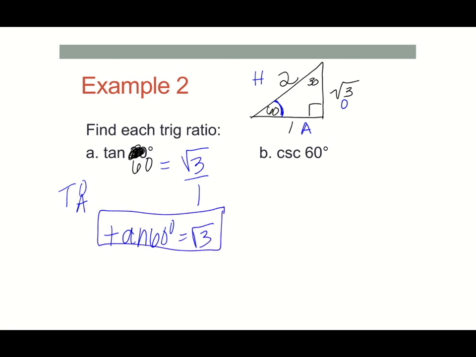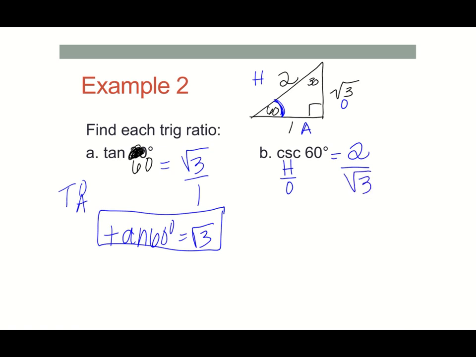Cosecant of 60. So cosecant goes with sine. It's the opposite of sine. So if sine is opposite over hypotenuse, cosecant is going to be hypotenuse over opposite. So I'm still looking at 60 degrees here. So 60 degrees, I have hypotenuse over opposite, square root of 3.